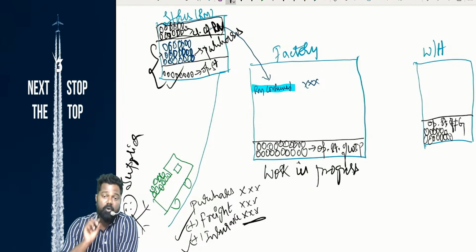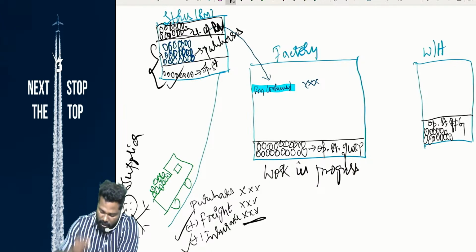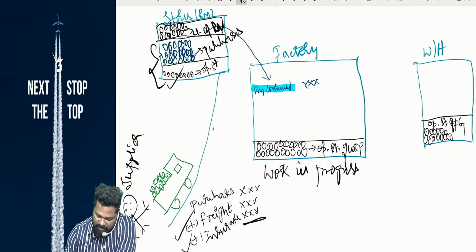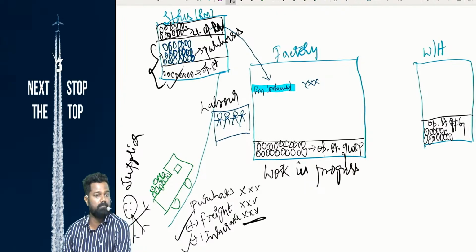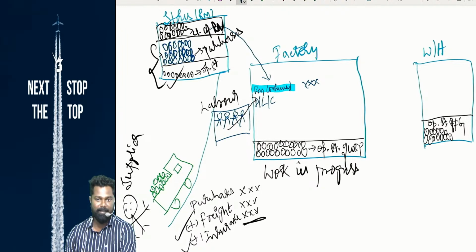Chalo. Then what happens? To convert raw material into finished goods, do we require some labor? Yes or no? Let us assume we also have a group of labor with us. Skilled labor, semi-skilled labor, unskilled labor. So many kinds of labor are there. Who are they? These are called labor. Clear? So a bit of labor is also given to convert raw material into finished goods. This is called as what? Direct labor cost. Clear? So I'll be adding it here.